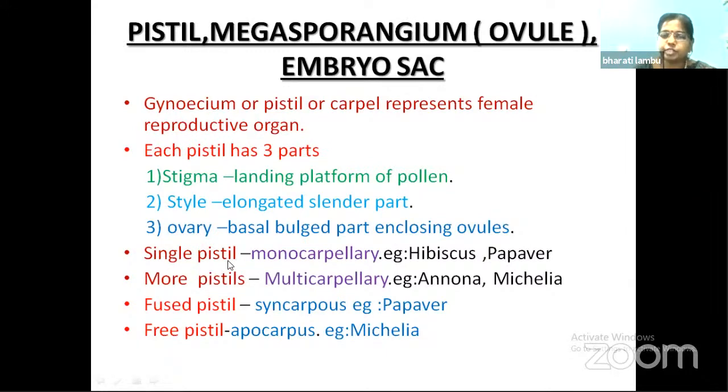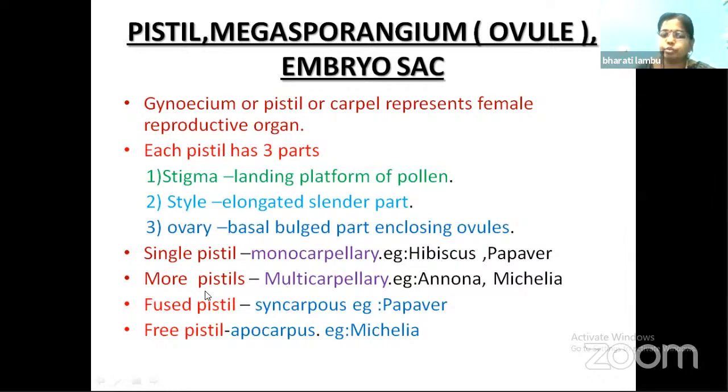So I told you pistil is nothing but the gynecium only. If only one pistil is present, it is called monocarpellary. Carpel is nothing but the gynecium. Example for this is hibiscus, that is nothing but the shoe flower, and papaver somniferum. So papaver somniferum and the hibiscus will have only a single pistil.